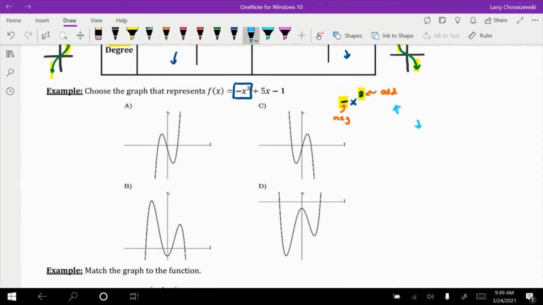And so what I'd like you folks to do is look at the 4 options here and tell me which graph has an end pointing up in quadrant 2 and one pointing down in quadrant 4. Bingo, you got it. Okay, this end is up in quadrant 2 and this end is down in quadrant 4. Isn't that pretty cool how we can answer something like this just by looking at one of the terms?